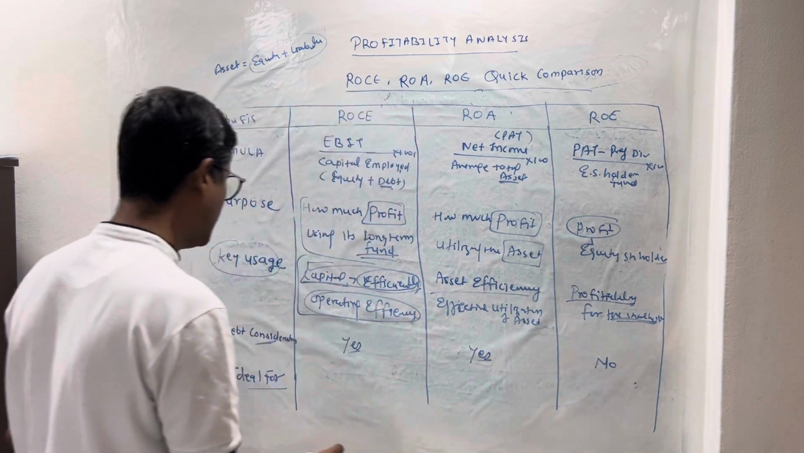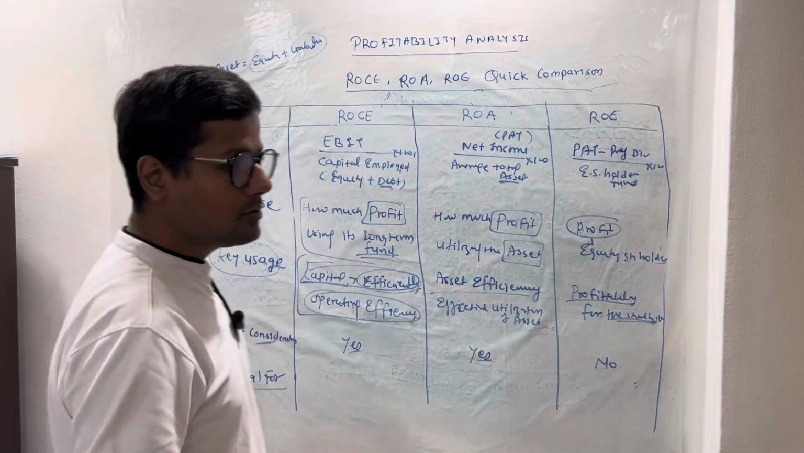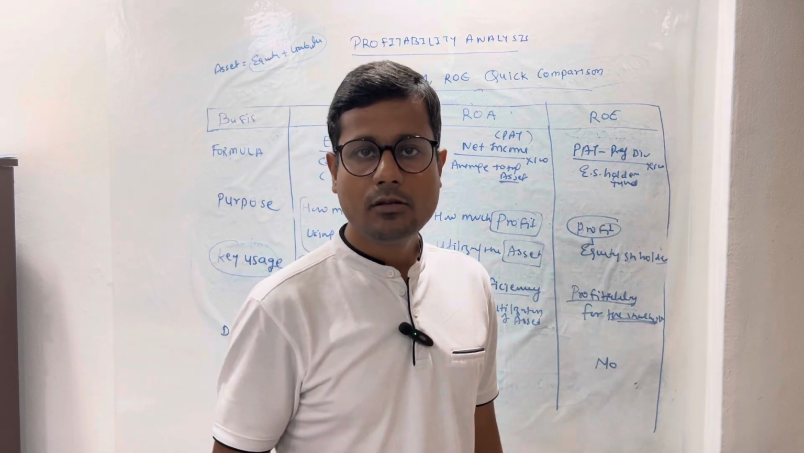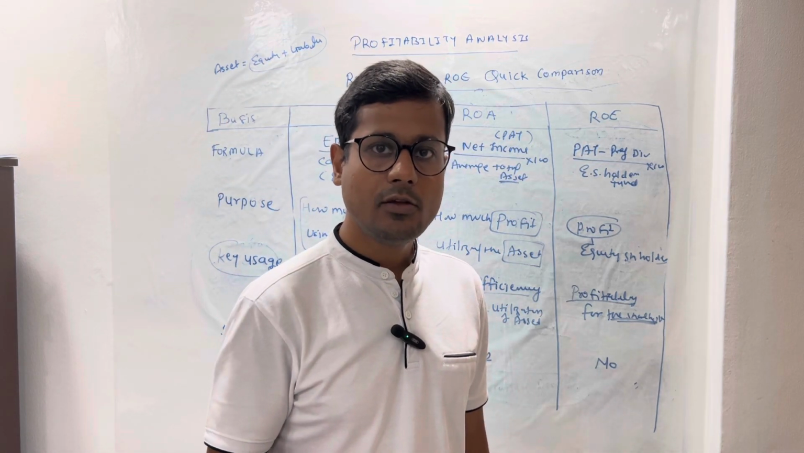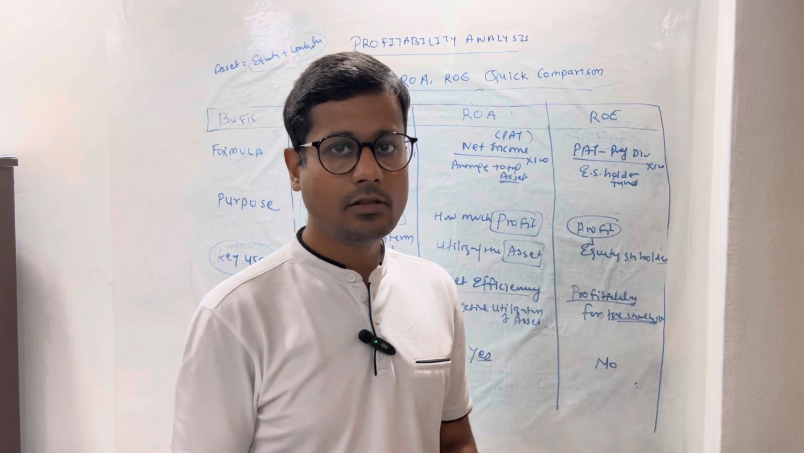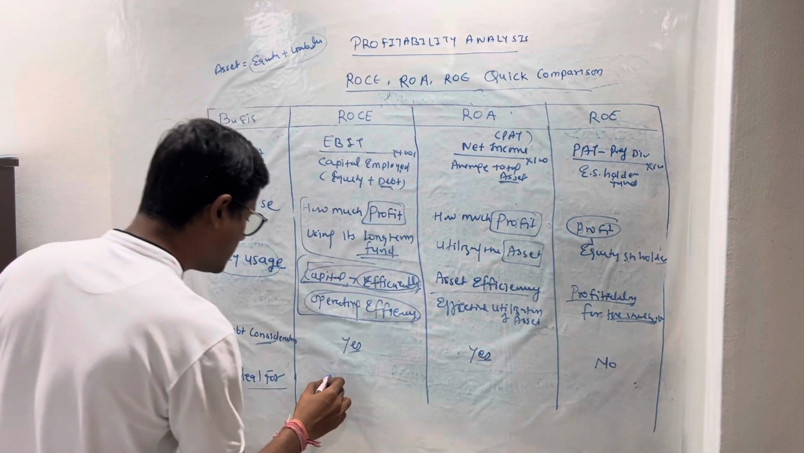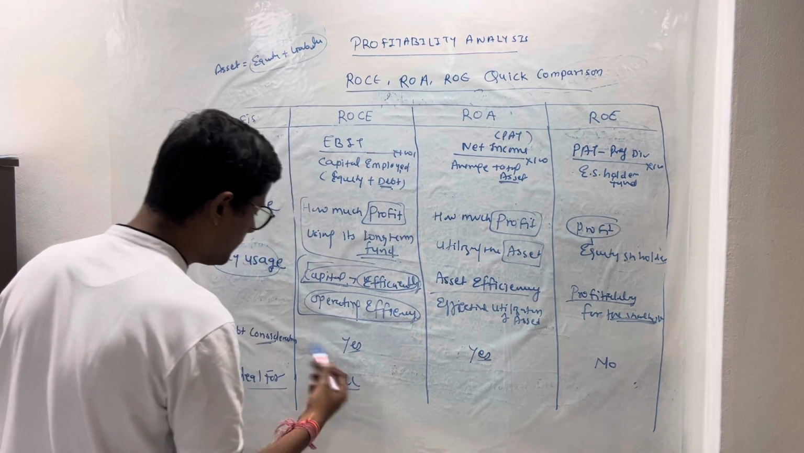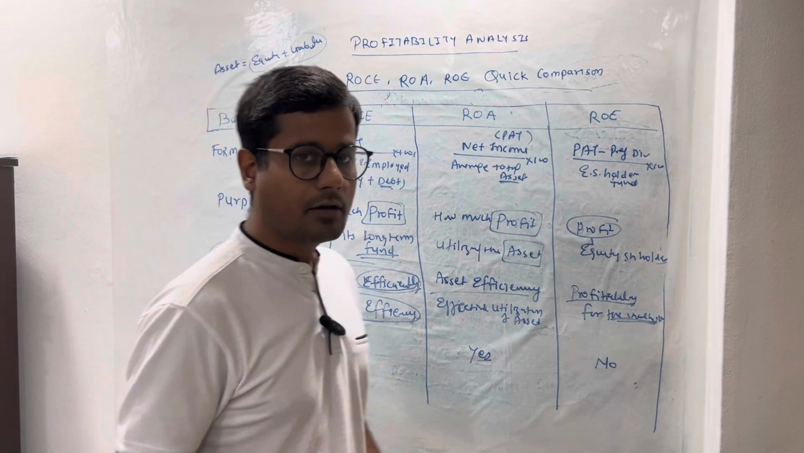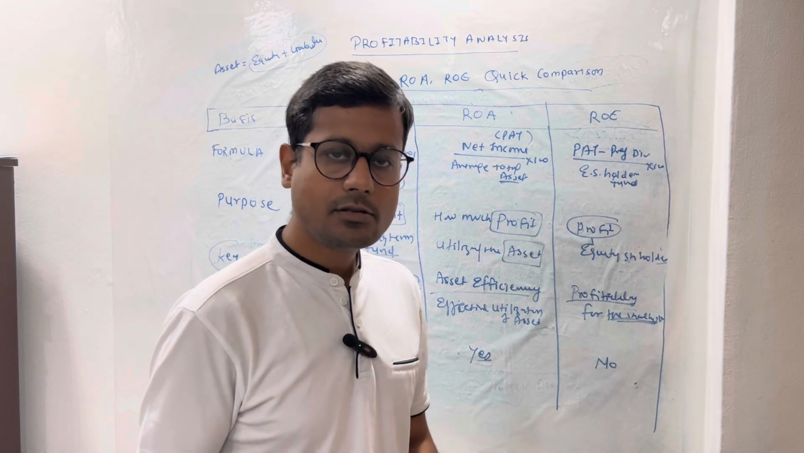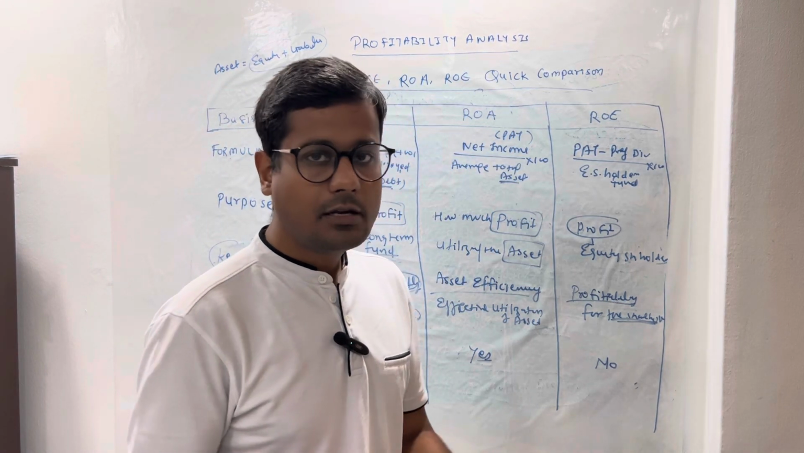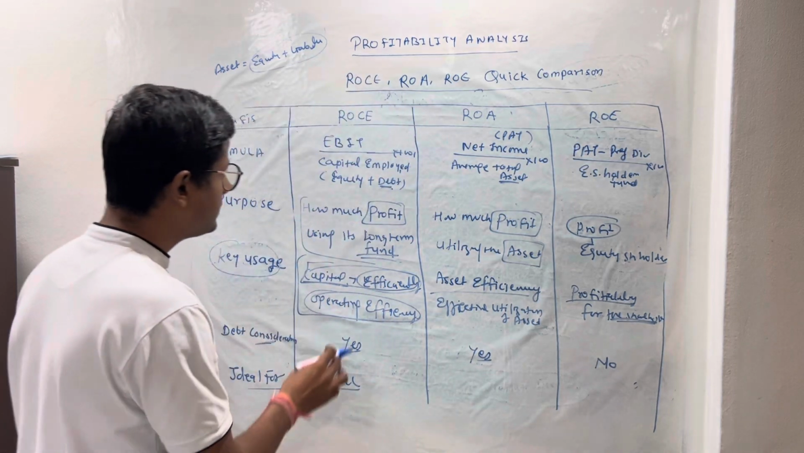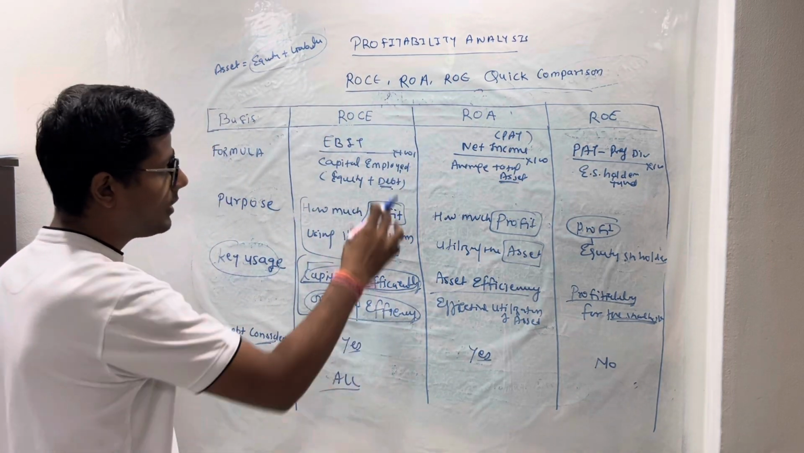Now when to utilize which one. ROC is actually a very commonly used ratio in all the industries, all the companies. This can be used anywhere, all the places. Especially when you have debt and equity both in your capital structure, you can use it, but it can be used anywhere. In all the cases it is used or it can be used.